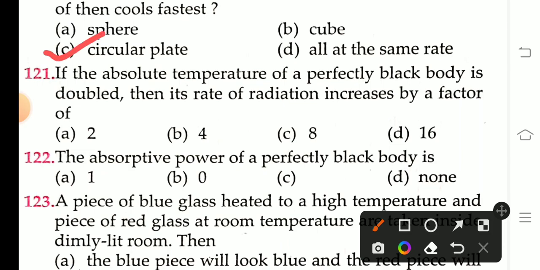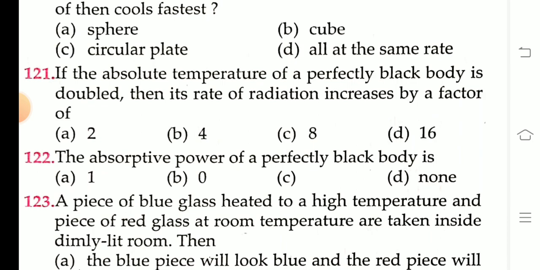Next, if the absolute temperature of a perfectly black body is doubled, then its rate of radiation increases by a factor of. Right answer will be option D, 16. Next, the absorptive power of a perfectly black body is. Right answer will be option A. 1.